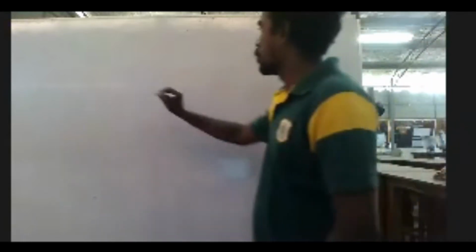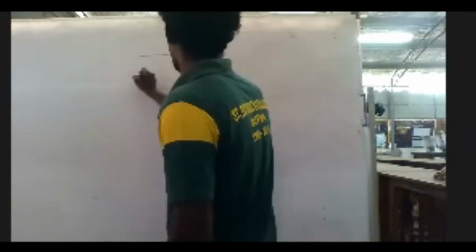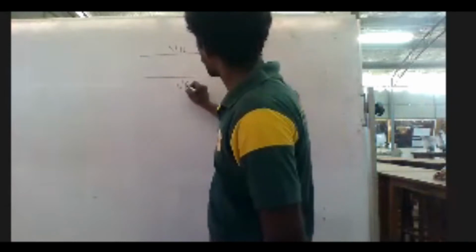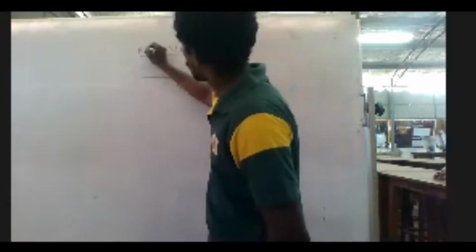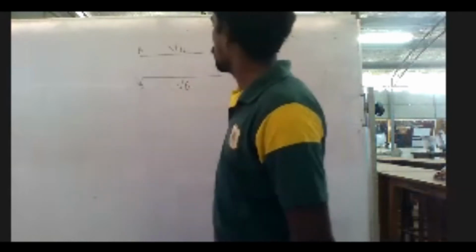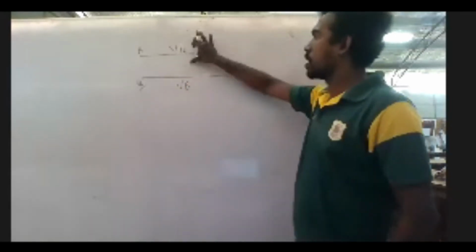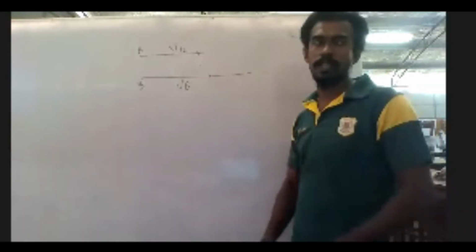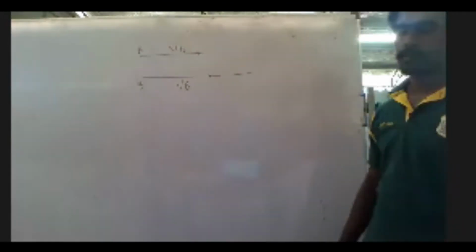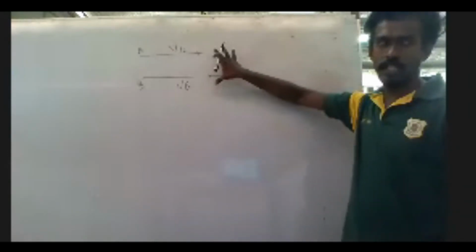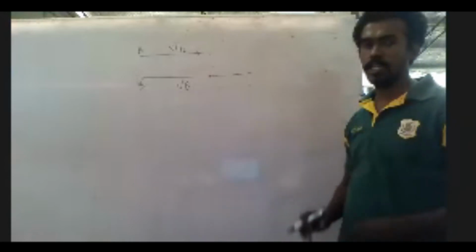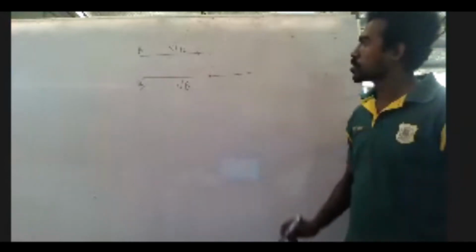Say, for example, you have two bodies moving with velocity A and velocity B. This is body A, and this is body B. They are moving with velocities VA and VB in parallel lines. First we'll see parallel, and then we'll see non-parallel movement. When these two bodies are moving, we need to know how much the relative velocity between them is. So how do we find it?